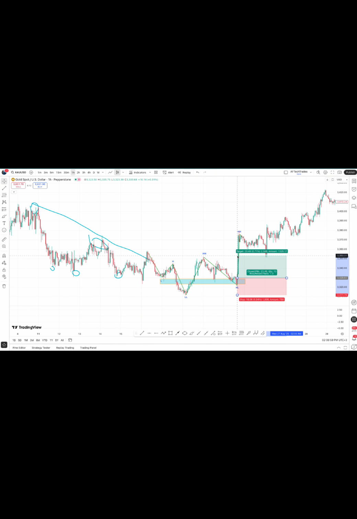So now let's look at the nearest swing point. This should be our first TP. This is the nearest swing point here. This should be our first TP, right? Let's mark it out.